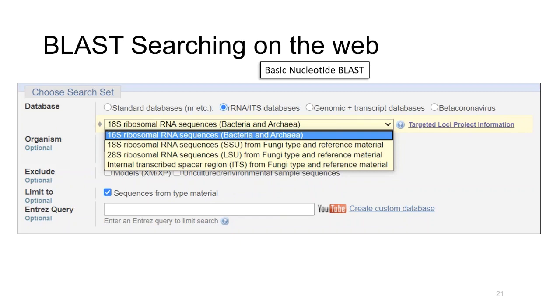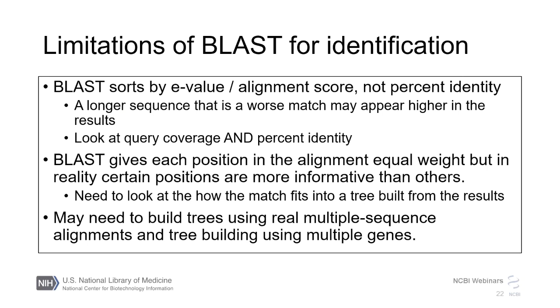One thing to keep in mind, and we'll see some good examples of this in a few minutes, is that there are some limitations that BLAST has. One is that BLAST sorts by the E-value and alignment score and not by the percent identity. And this causes some things to happen that may be confusing at first. And that's that a longer sequence that's a worse match may appear higher in the results. So you need to take a look at both query coverage and percent identity to help identify things.